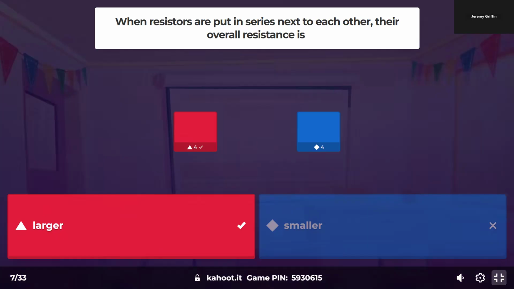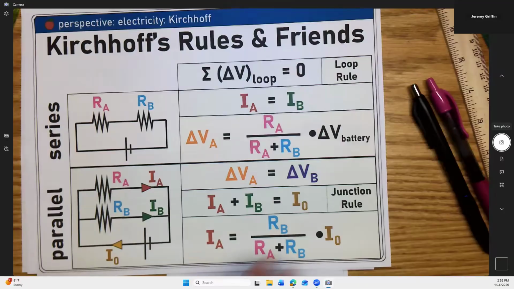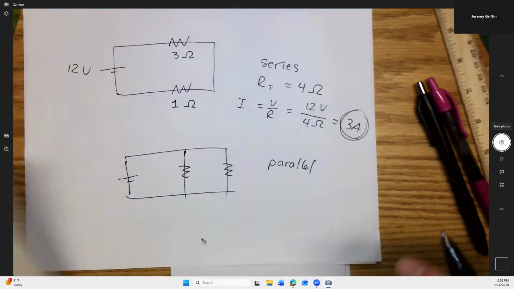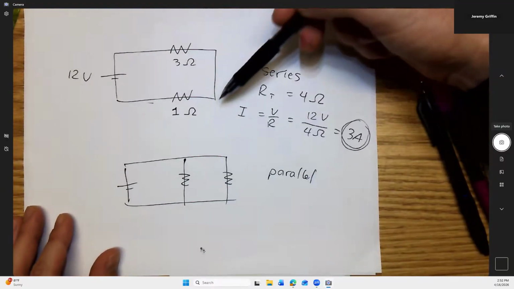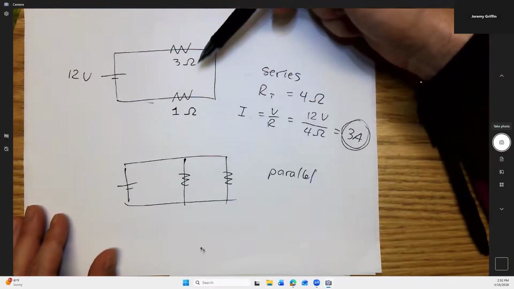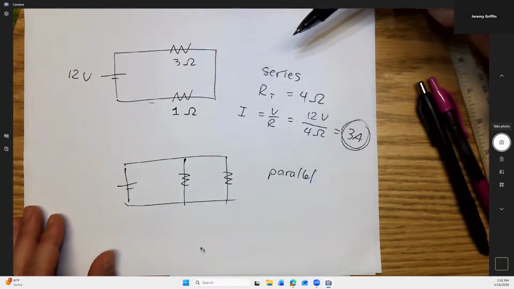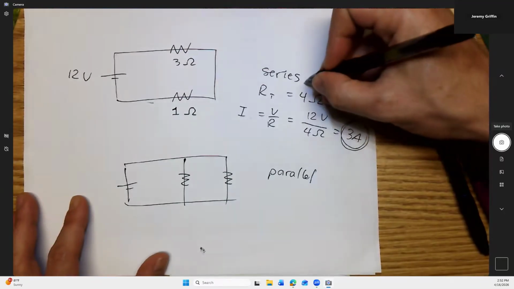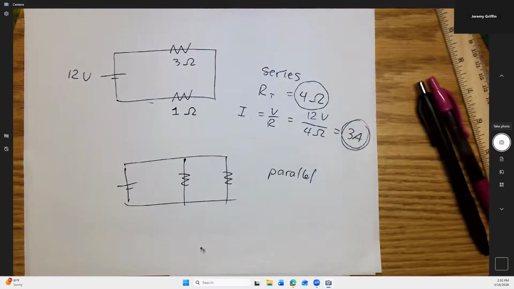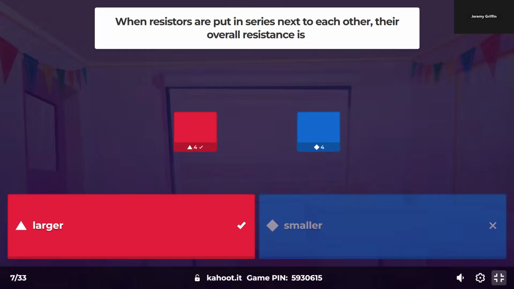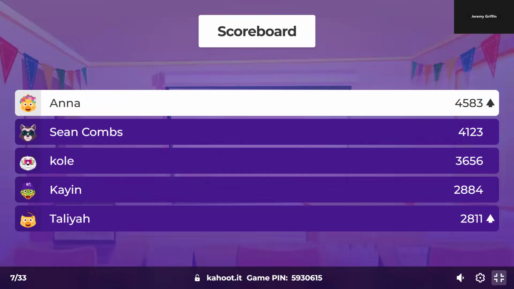Yeah, larger resistance. In fact, that's exactly what we just did right here. Okay. You guys remember these resistors in series? I got 3 ohms here, 1 ohm here. What was the total resistance? 4 ohms. You just add them up, don't you? Okay, 3 plus 1. So as long as you're working in series, the more resistors you add, the resistance increases. Okay. I'll switch over to parallel. Parallel might be a different story, but in series, you just add them up.